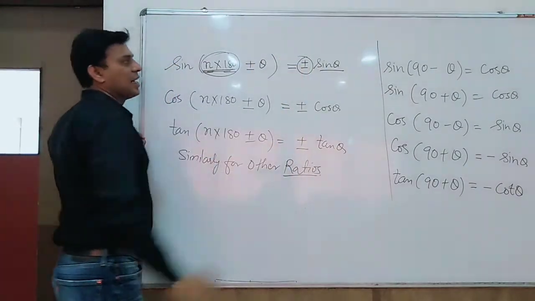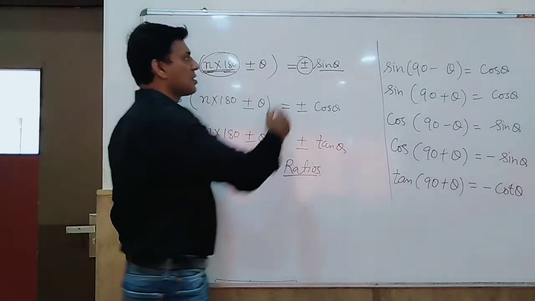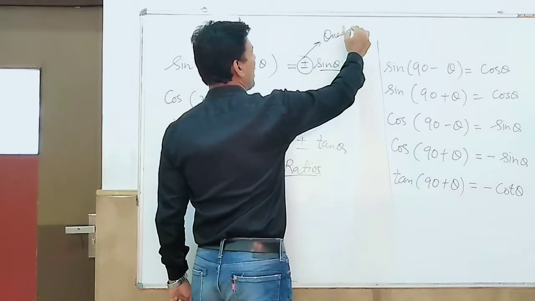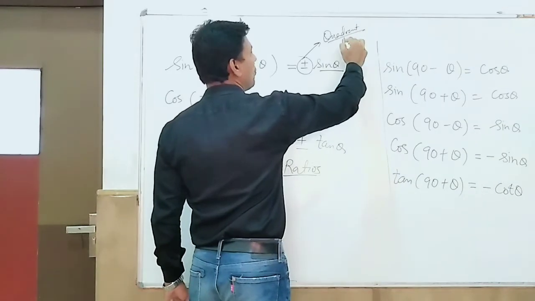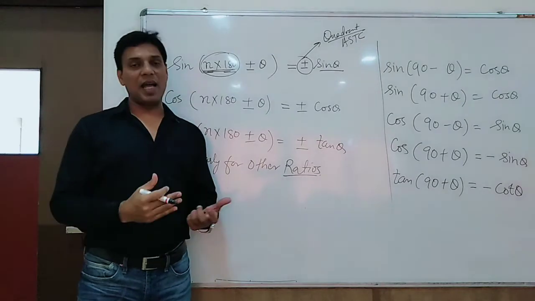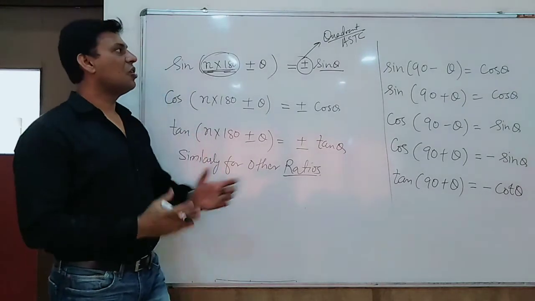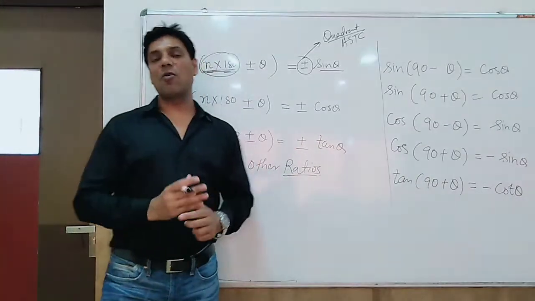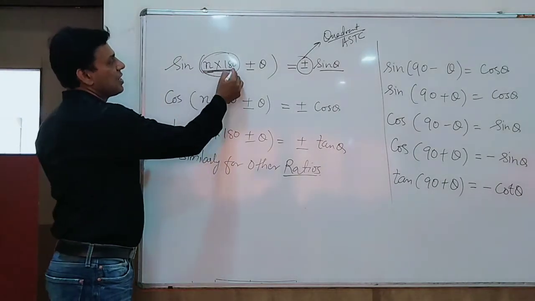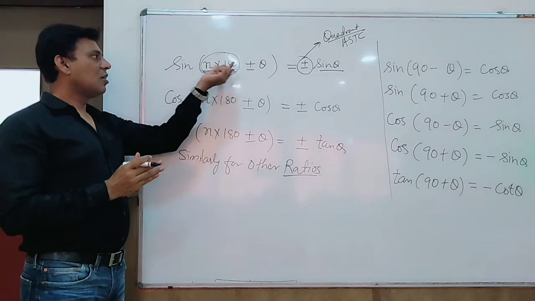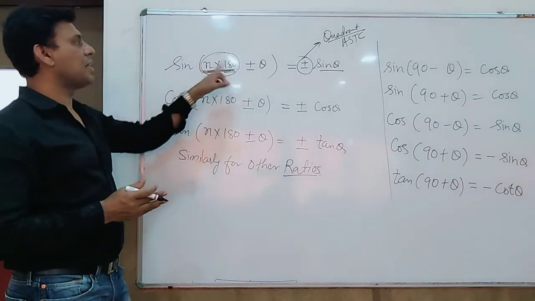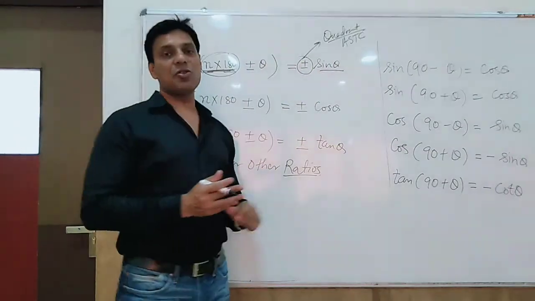Now whether it is plus or minus will depend upon the quadrant, and you can use ASTC. So you have to take plus or minus. The sign of the ratio will be decided by the quadrant system, that is ASTC. But whenever there is a multiple of 180, 2 into 180, 3 into 180, or simply 180 plus or minus theta, you will have the same ratio.